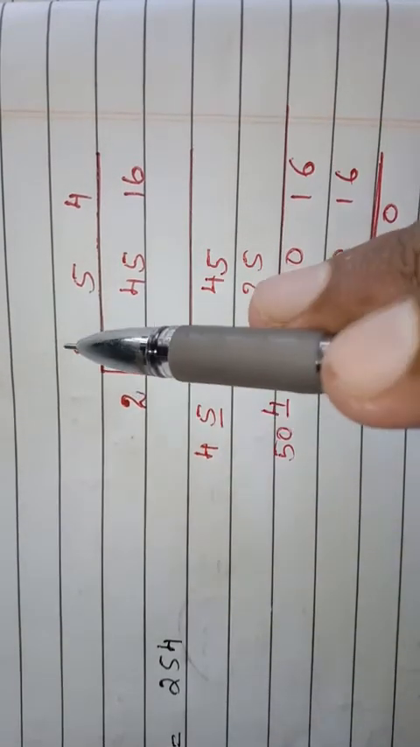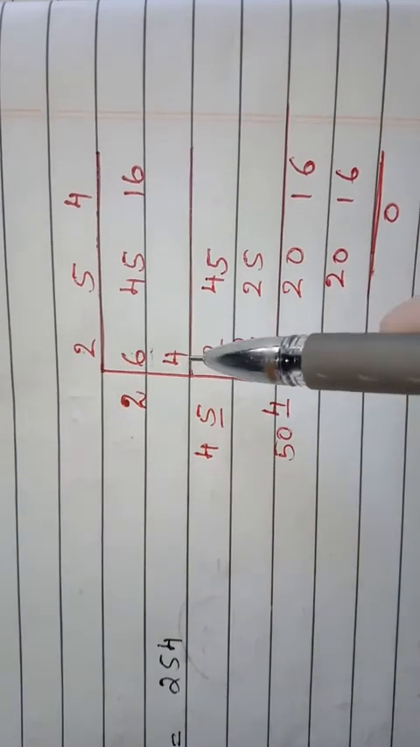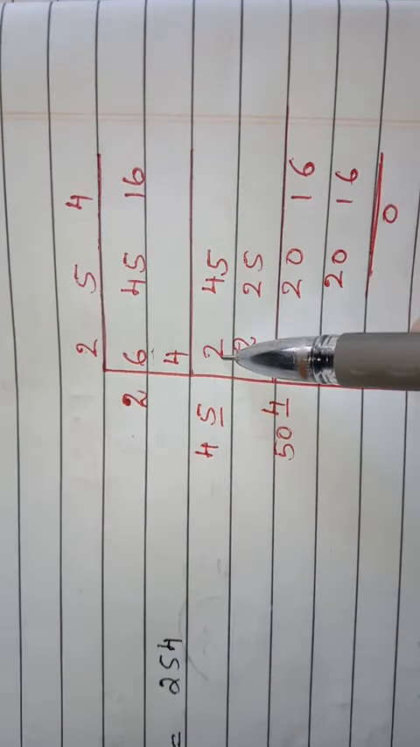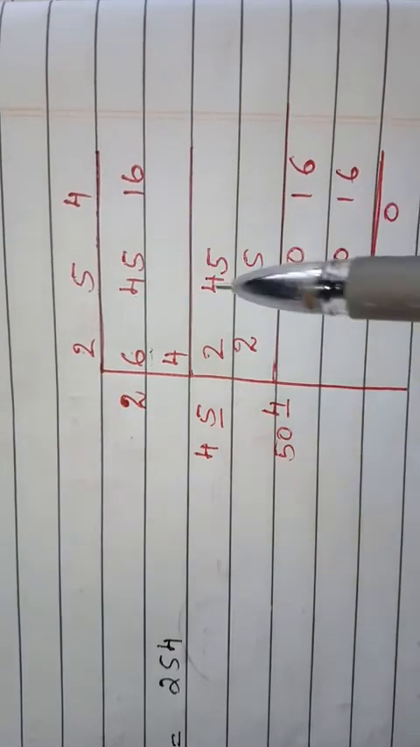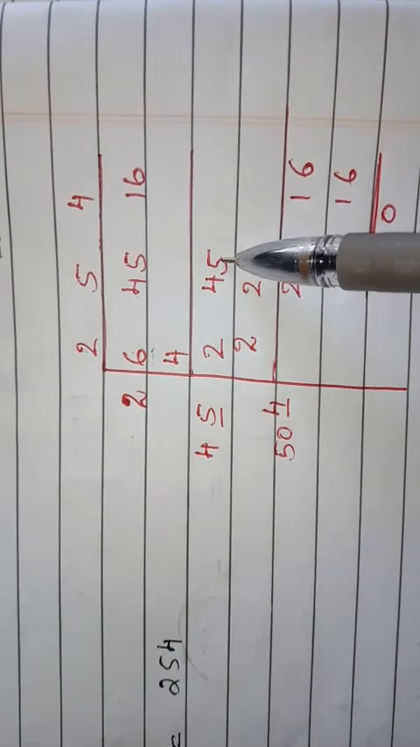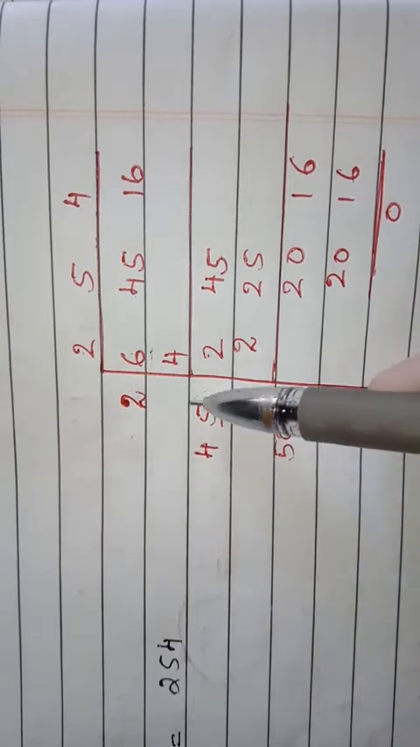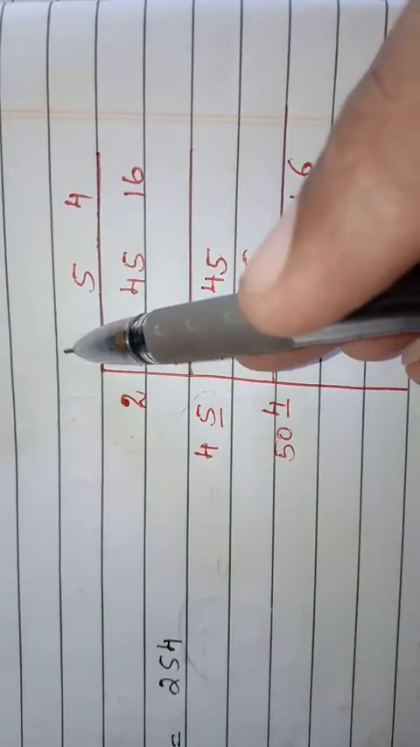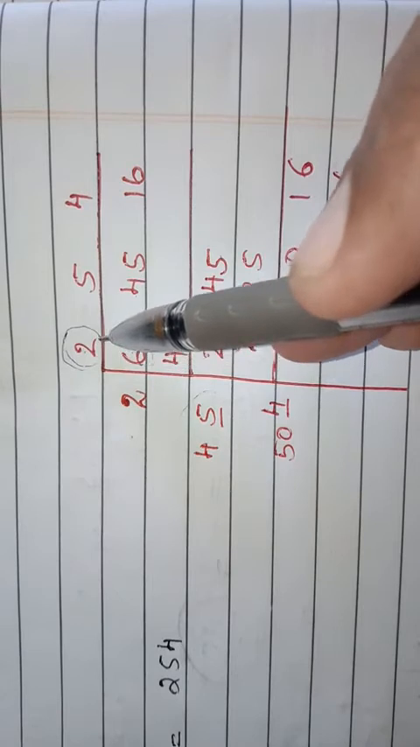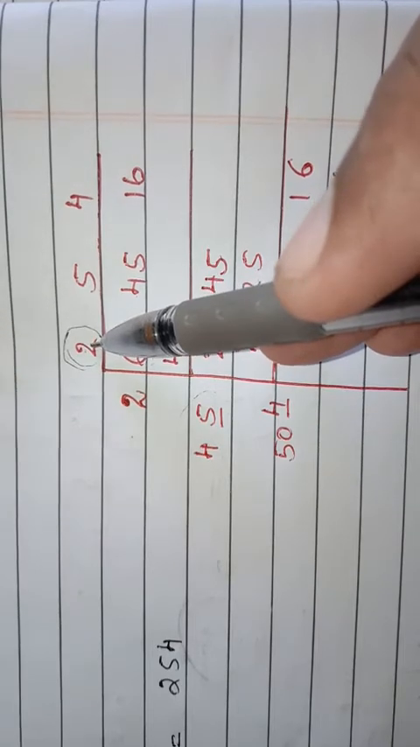So 2 multiplied by 2, we will get the answer 4. Then the remainder: 6 minus 4 is equal to 2. Then take down the next pair 45, we will get 245. Then the next step, we have to find the suitable divisor for that. Right now we have only one number in the quotient part, that is 2. Make it double. Double means multiply by 2. So 2 into 2 we will get 4.